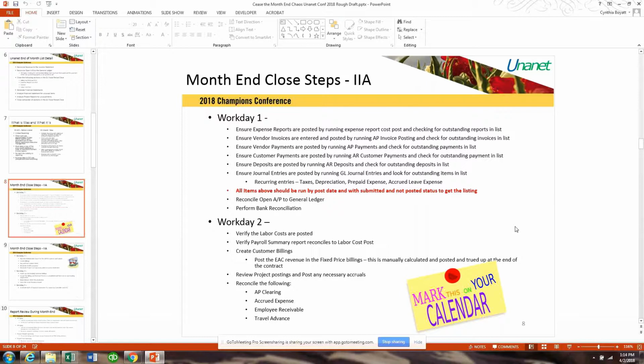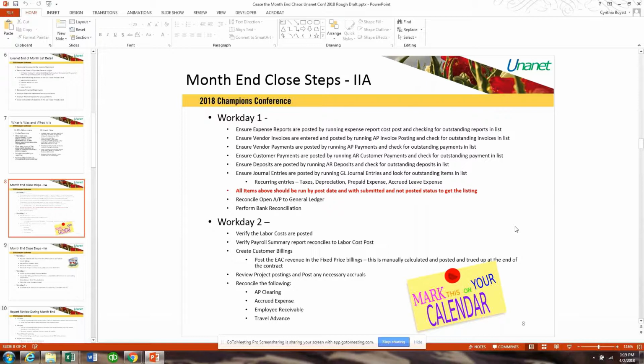I will tell you, we do not use the Uninet EAC to post our EAC revenue, and that is because we calculate it a little differently than what the system does, so we actually calculate it on a spreadsheet, and we manually go in and post to a different schedule for revenue purposes than we do for invoicing purposes. So ours is a little different.